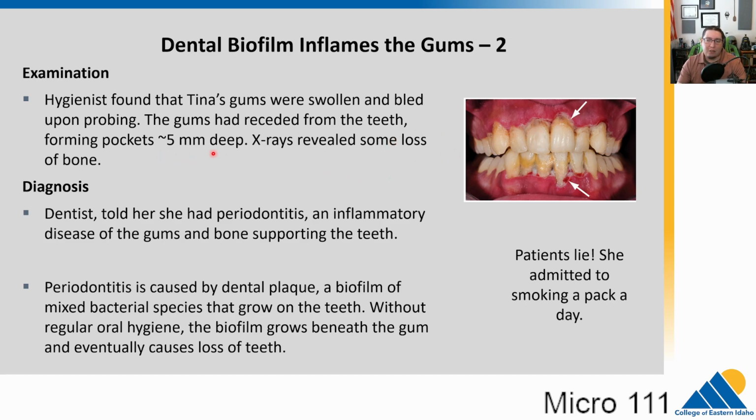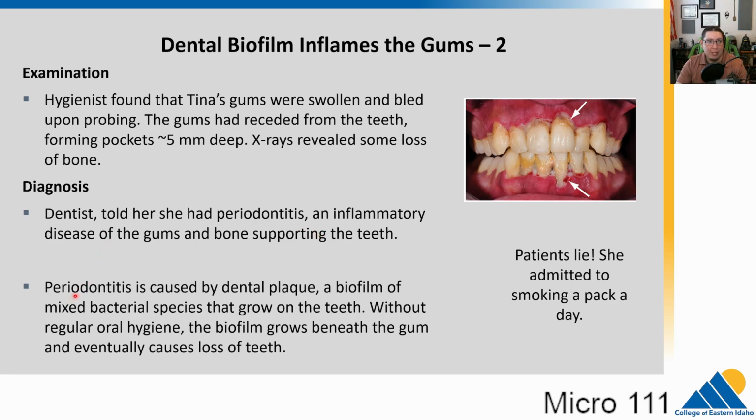So an x-ray actually reveals that she's starting to lose bone. So the dentist tells her that this is called periodontitis, which means inflammation of the gums and the bone surrounding the teeth. And that inflammation, in this case, is caused by a large amount of dental plaque. So all this yellow and white material that's in here, that is dental plaque.